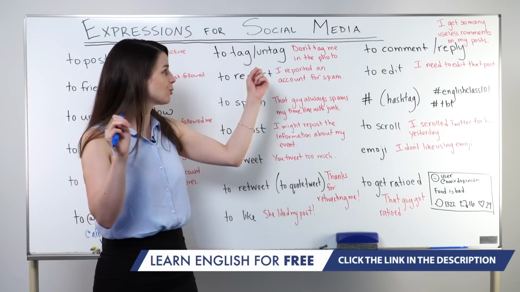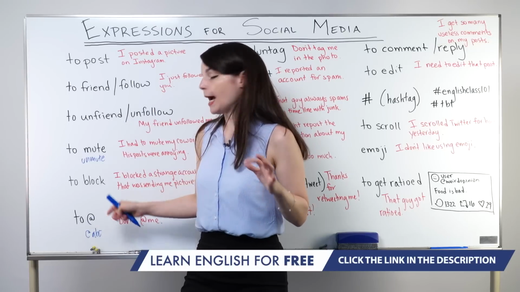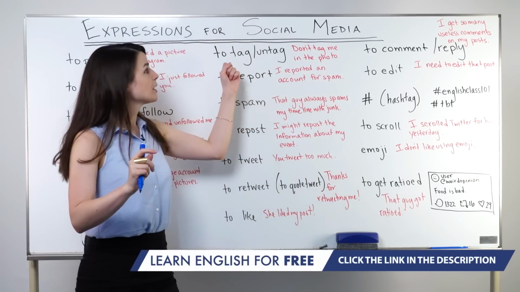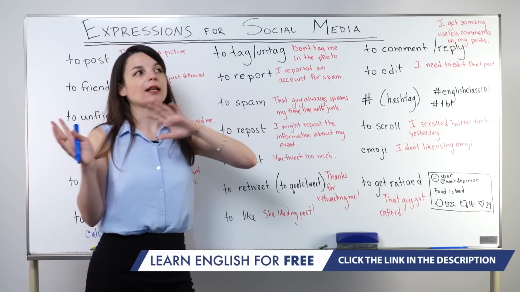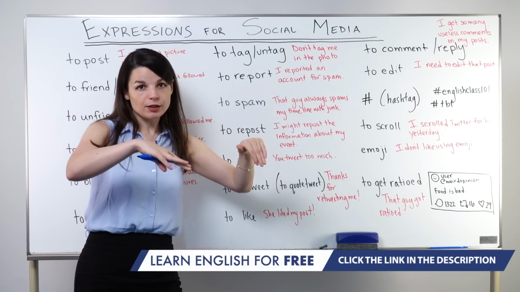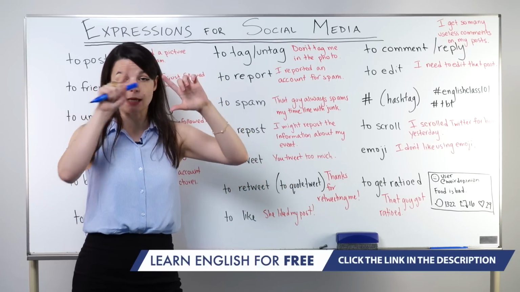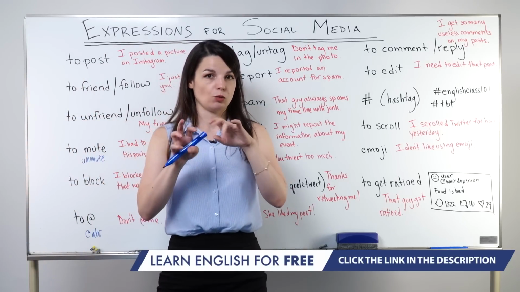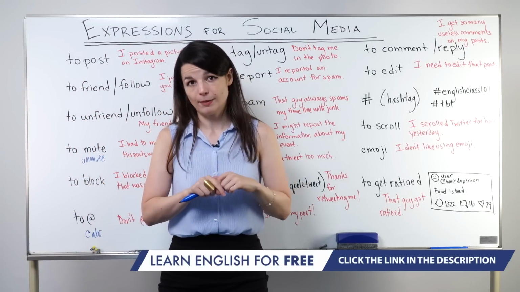So what's the difference between tag and at? To at is a written message. To at someone is a written message. And to tag someone is like just to include someone in the post or to note that someone appeared in a photo somewhere. So to at someone is like to include some kind of written comment.